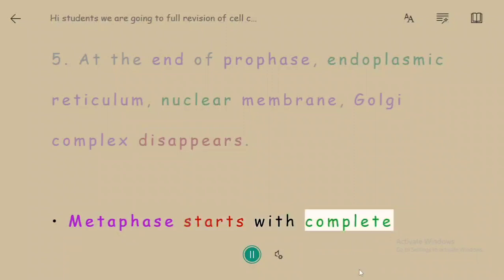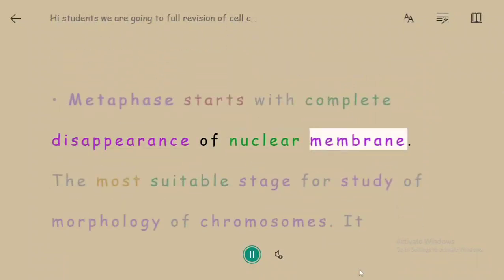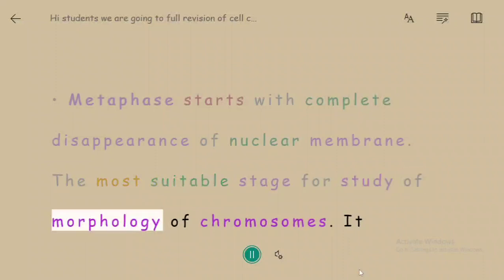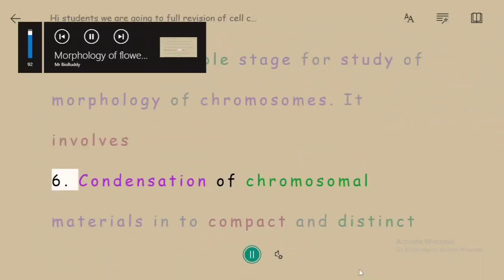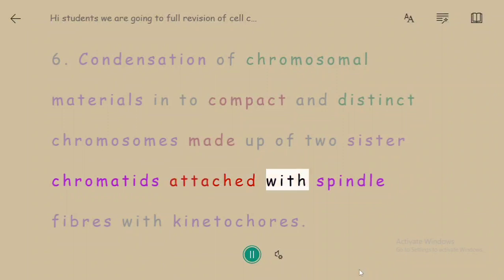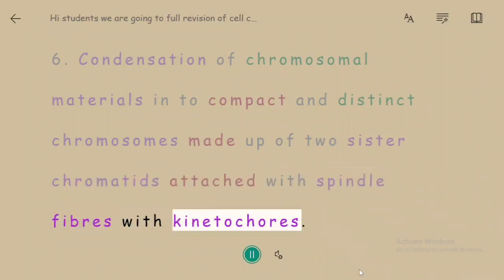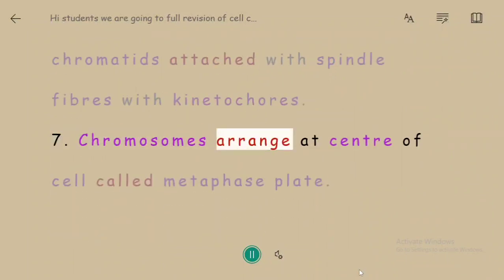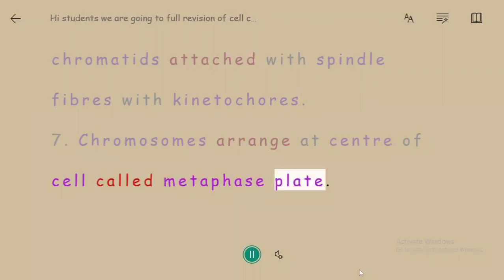Metaphase starts with complete disappearance of the nuclear membrane. It is the most suitable stage for study of morphology of chromosomes. It involves 6. Condensation of chromosomal materials into compact and distinct chromosomes made up of two sister chromatids attached with spindle fibers at kinetochores. 7. Chromosomes arrange at the center of the cell, called the metaphase plate.